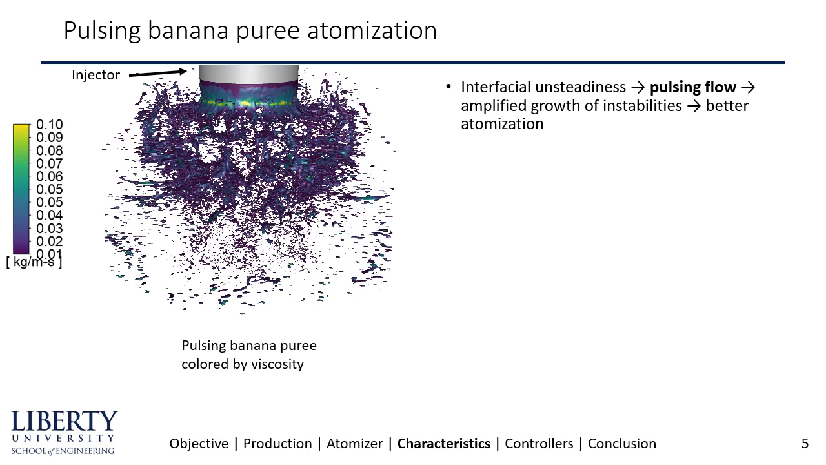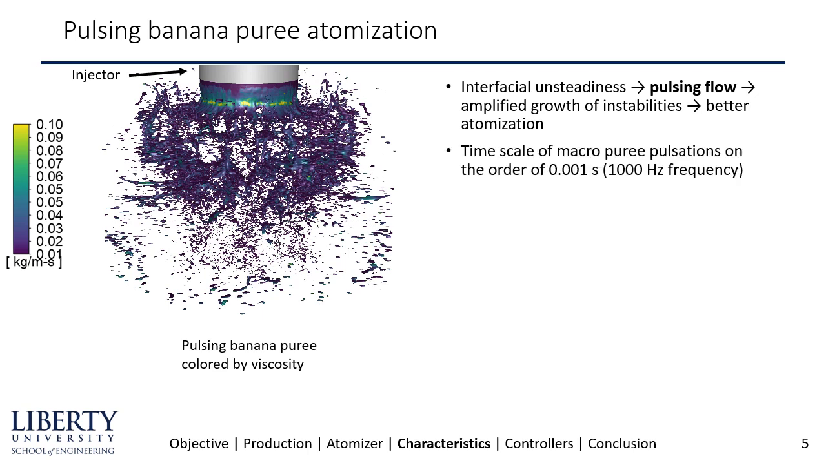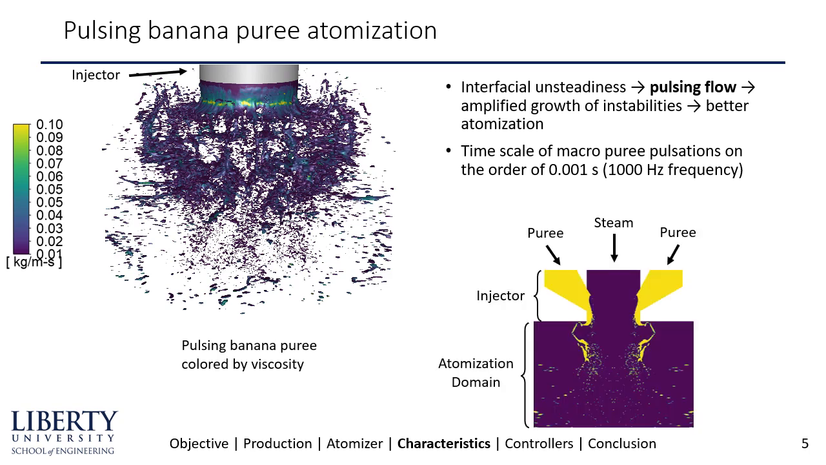The interfacial unsteadiness with the steam and the puree lead to a pulsing flow, which amplifies the growth of instabilities and ultimately enhances the atomization process. These are highly periodic pulses with a time scale of about 0.001 seconds. So it's about 1,000 hertz frequency. On the bottom right, you can see a side view of this process, and I'll highlight the radial burst event happening here. So the puree is being pushed radially outward and is about to rupture in this burst event.